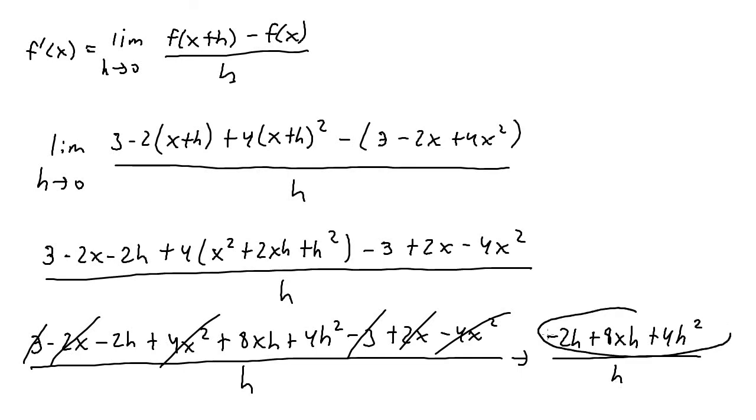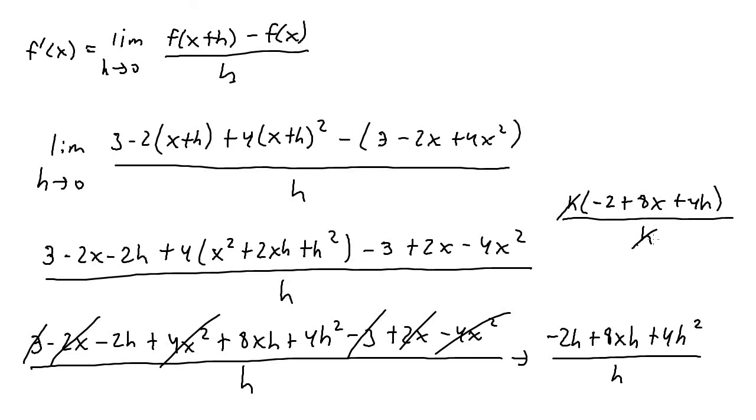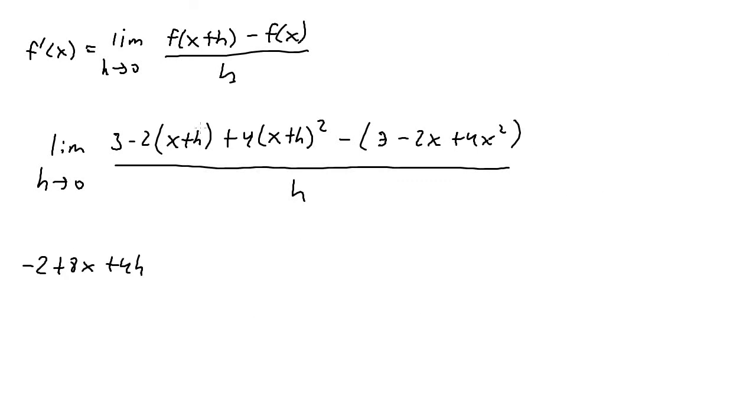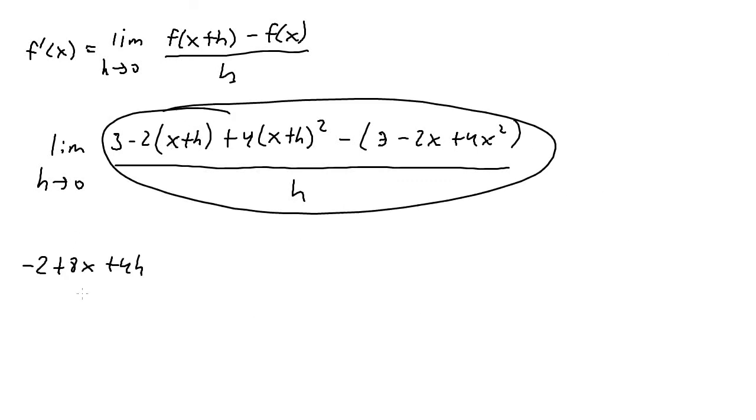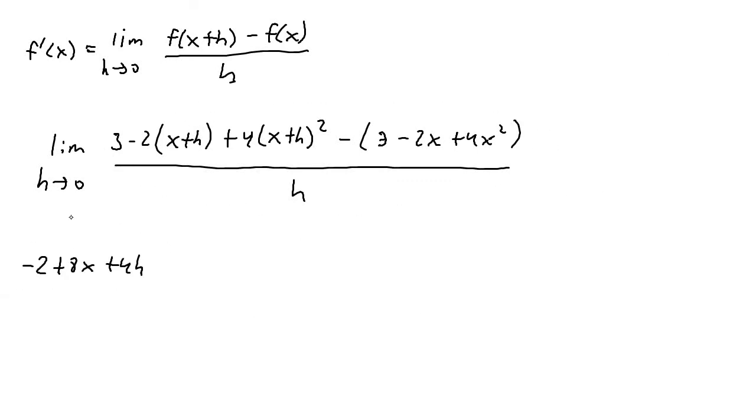So now realize on the numerator, I can go ahead and factor out h. So we have h times negative 2 plus 8x plus 4h all over h. Those will cancel. And so we're just left with negative 2 plus 8x plus 4h. So now that we have simplified this entire thing down to just this, now I can rewrite the limit.